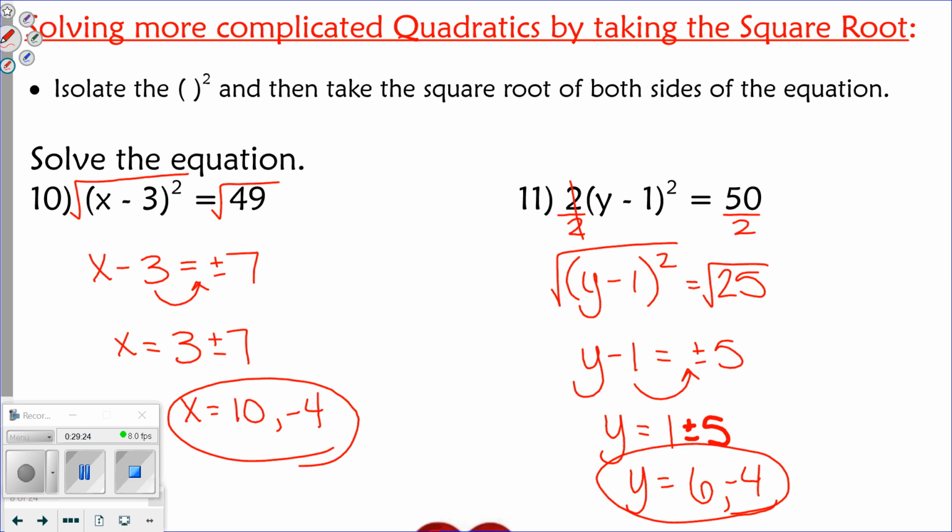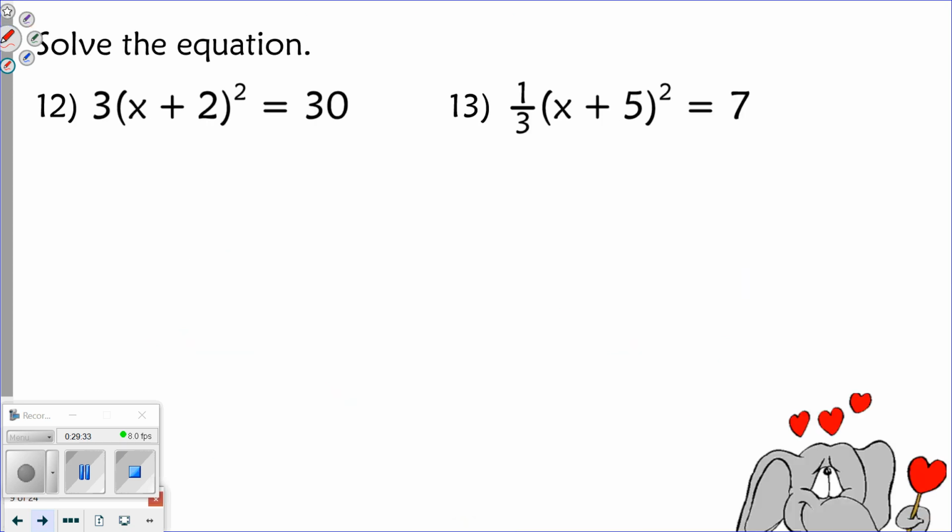Now, the question is, will that number I take the square root of always be nice and perfect like that? No, it will not. Ta-da, that's the next part. All right, so number 12, what do I have to move first?